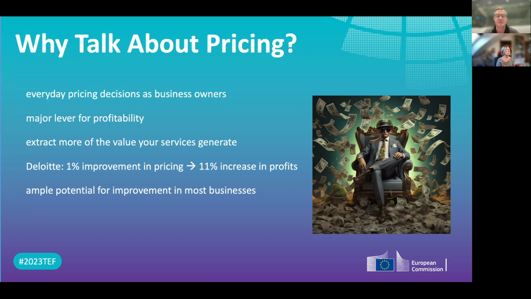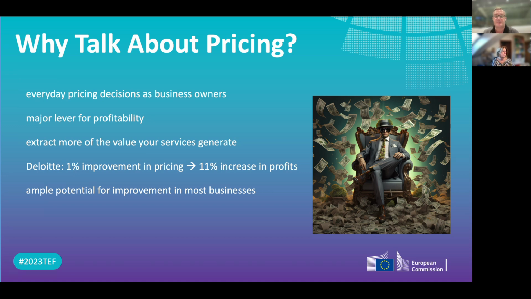To convince you further that pricing is a useful tool for that, let me quote a Deloitte study from a while back where they were looking at how your profit changes if you change one element of things you do in your business and hold everything else constant. So no competitive response, for example. A 1% improvement in price leads to an 11% increase in profit on average.